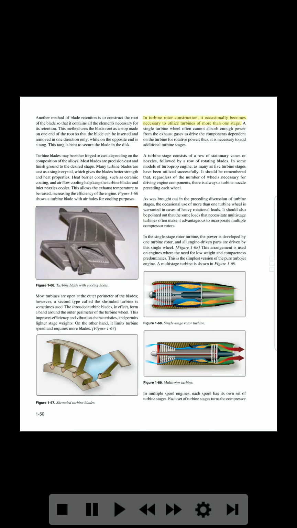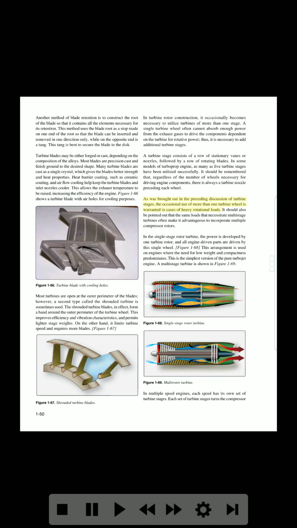In turbine rotor construction, it occasionally becomes necessary to utilize turbines of more than one stage. A single turbine wheel often cannot absorb enough power from the exhaust gases to drive the components dependent on the turbine for rotative power. Thus, it is necessary to add additional turbine stages. A turbine stage consists of a row of stationary vanes or nozzles, followed by a row of rotating blades. In some models of turboprop engine, as many as 5 turbine stages have been utilized successfully. It should be remembered that, regardless of the number of wheels necessary for driving engine components, there is always a turbine nozzle preceding each wheel.